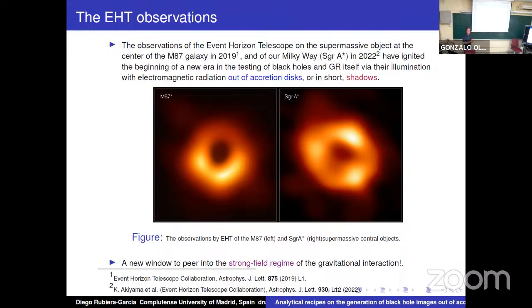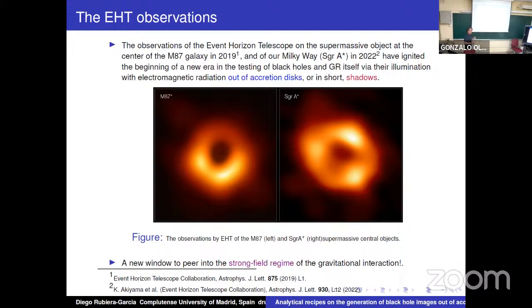Okay, why is this important? Because these images, or the main features of these images, as I'm going to explain, originate around what is called the photon sphere of the black hole. For instance, in the case of a spherically symmetric black hole, the Schwarzschild solution, where the event horizon is located at 2M, two times the mass of the object, the photon sphere is located at 3M, three times the mass of the object. So it's very close to the horizon.